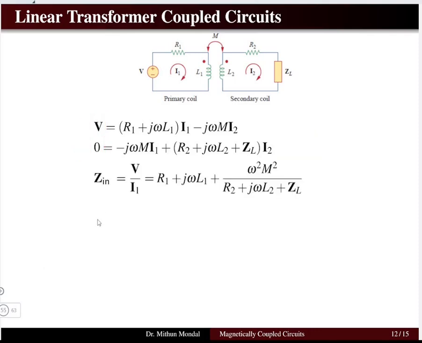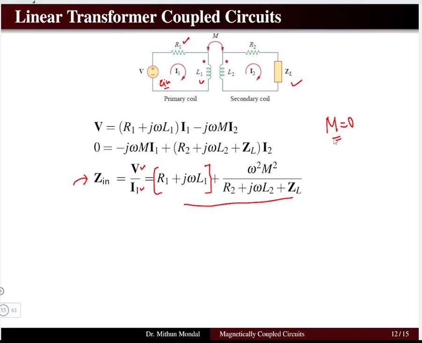Now, if we want to determine the input impedance of this transformer, we can do so by dividing the input voltage by the input current. We will get this equation. If we observe this equation for a normal circuit which does not have any mutual inductance, if M is 0, we should get R1 plus j omega L1, because we have R1 here and j omega L1, which gives the input impedance of the first coil.